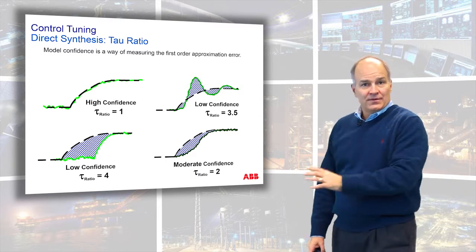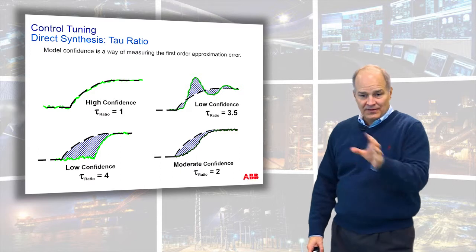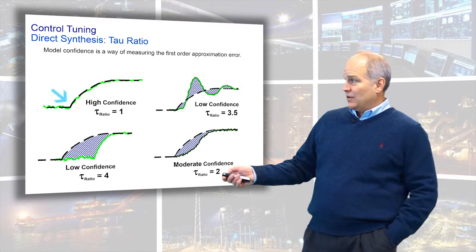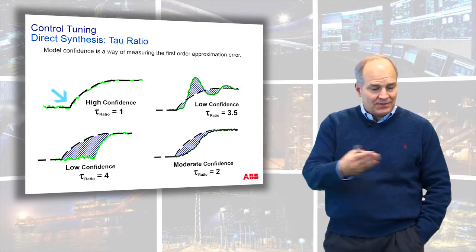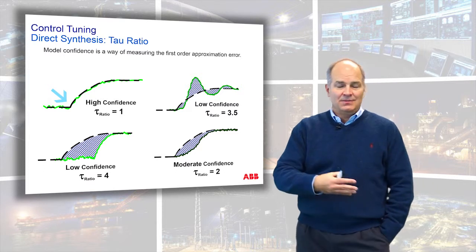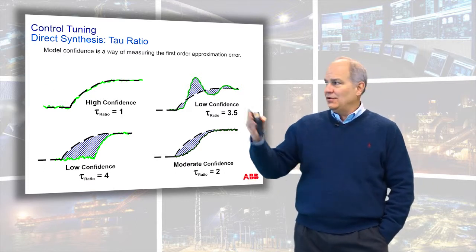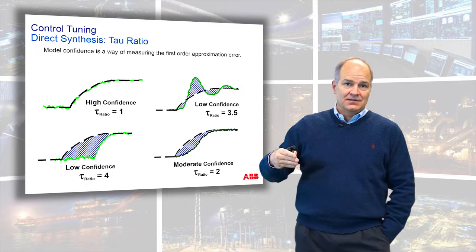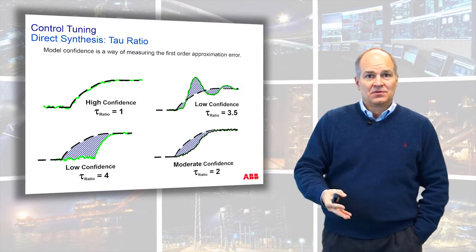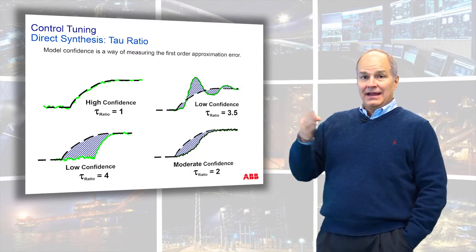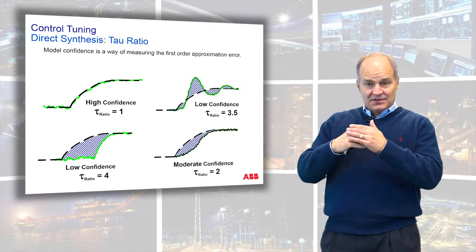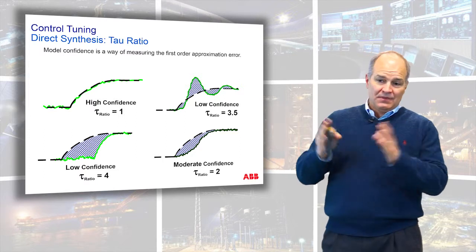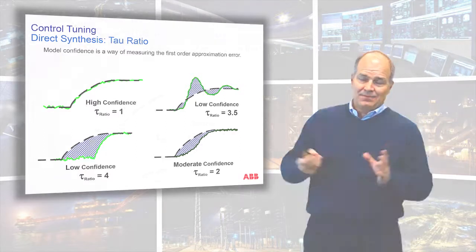I've got 4 different bump tests that I've done on 4 different processes. So in the first one, I bumped it, and I recommend bumping it, like we talked about in the bump test section, more than once, to make sure that you can predict the gain and the time constant. So you're assuming it's a first order. If your first order model and your process match so that the difference is small, you can get away with a tau ratio 1. That's not a problem.